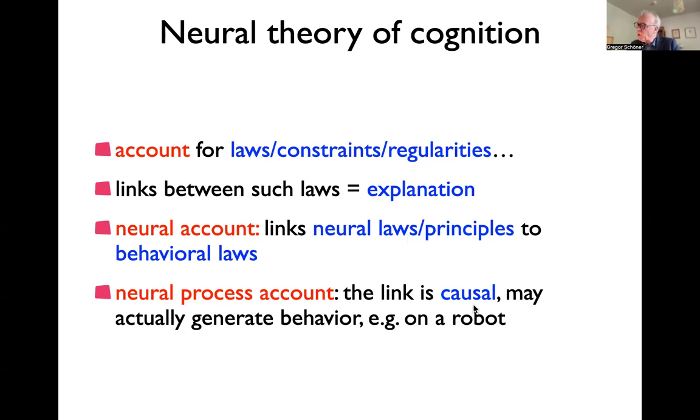That the causal would ultimately mean that if you have an understanding of these neural principles, you can actually make a system that generates the behavior. If you demonstrate it on a robot, this is just maybe a conceptual robot like the Braitenberg vehicle, then you can show that they can cause the behavior. And that's sort of the spirit in which DFT is supposed to be a neural theory of cognition. So the question is, what kind of neural laws or principles are we actually referring to?